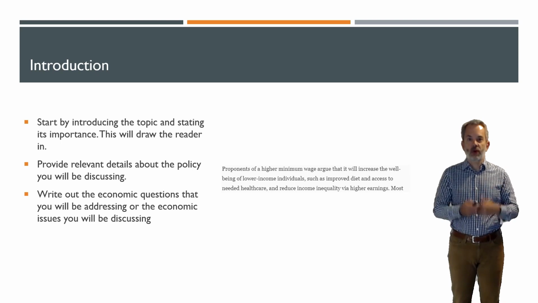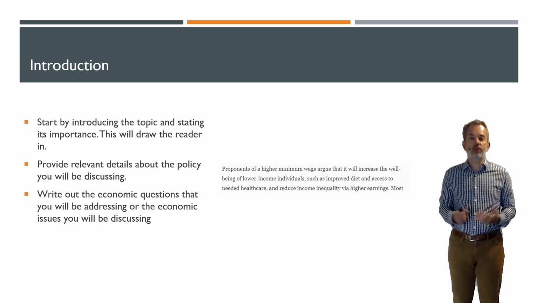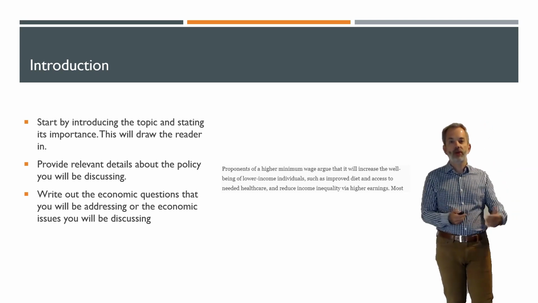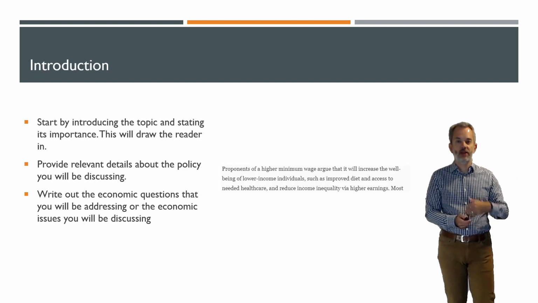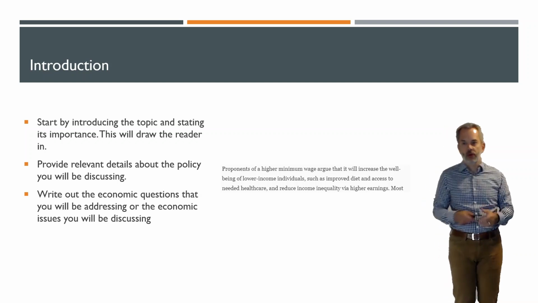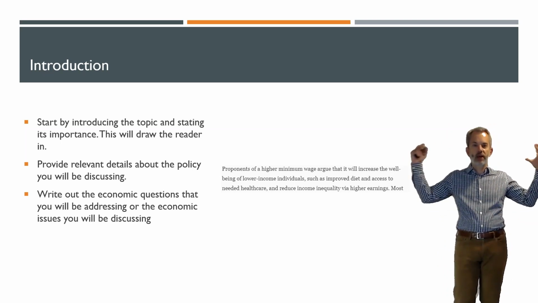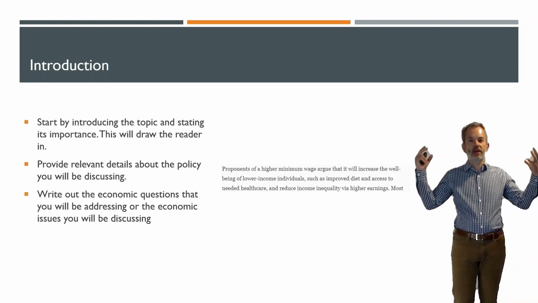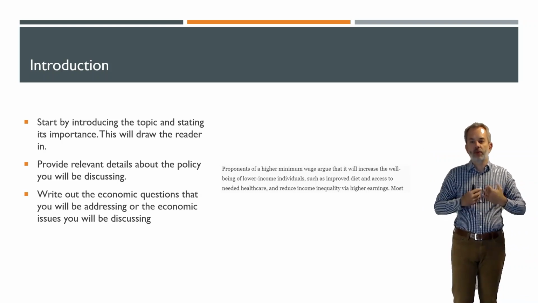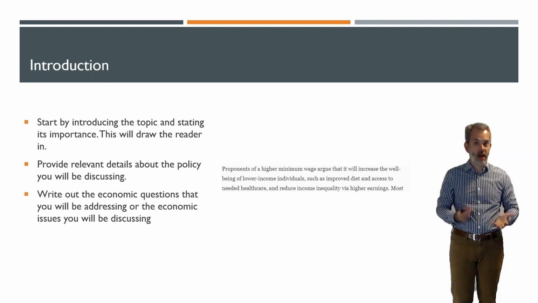They say that the question is whether a higher minimum wage will increase the well-being of lower income individuals, and they're going to measure or operationalize that using diet and access to healthcare data and things of that nature. So there's sort of two steps here. They've got this broader meta question: does the minimum wage increase the well-being of lower income people? And then they have the way they operationalize or chose to execute it using data that they happen to have available to them.